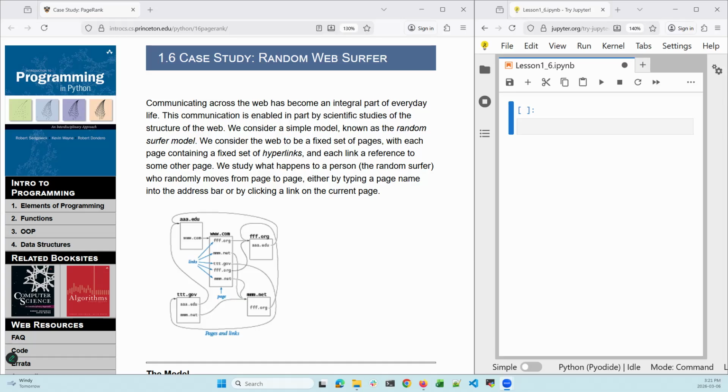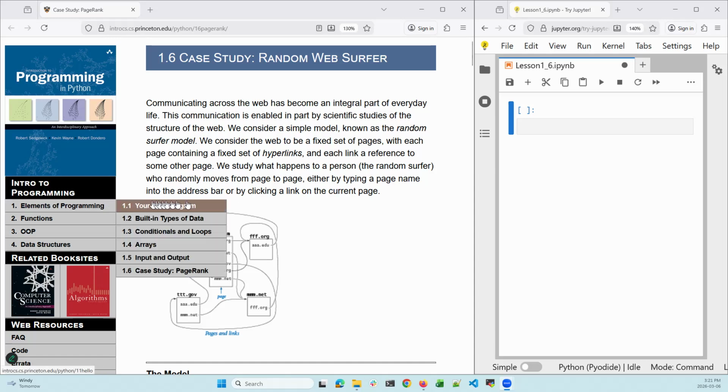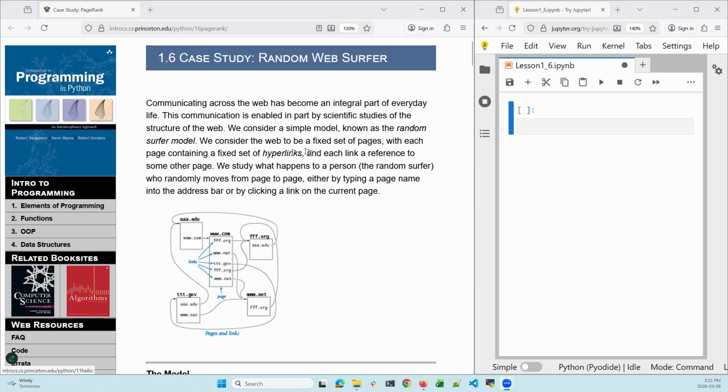All right, we are carrying on with the final part of elements of programming. Done your first program, built-in types, data types, conditionals and loops, arrays, input and output. Now the last one is a brief case study called PageRank. So let's have a look.